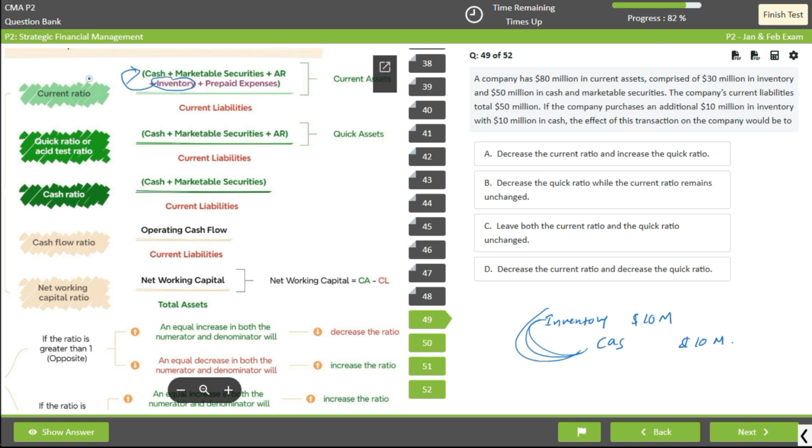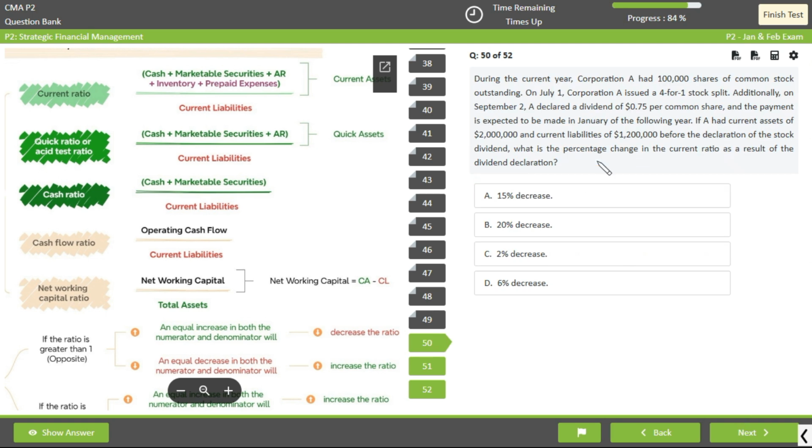So there is no impact on the current ratio, but quick ratio, what happens? You are decreasing your cash, but there is no inventory. So this means your quick ratio will decrease, but there will be no change in the current ratio. So decreases the quick ratio. This is the correct option because it will decrease the quick ratio and the current ratio remains unchanged.